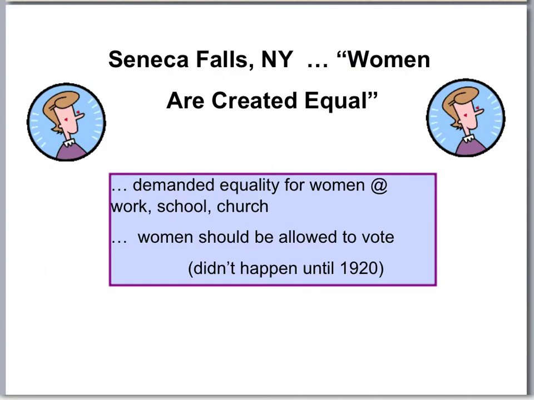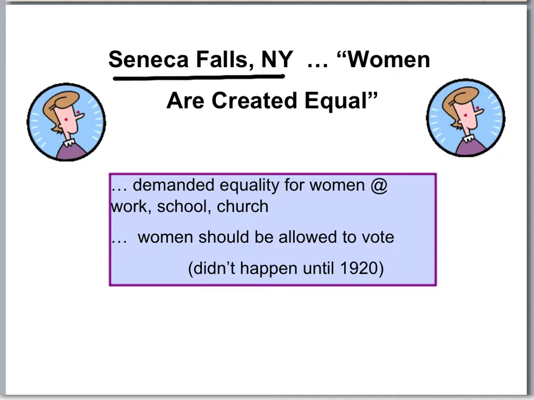So once Mott and Stanton returned to the United States, they said, you know what we need? We need a convention, a convention that draws attention to the problems that women face. All right? So this convention is going to meet in Seneca Falls, New York. And they write a Declaration of Sentiments, and it's kind of modeled after our own Declaration of Independence.